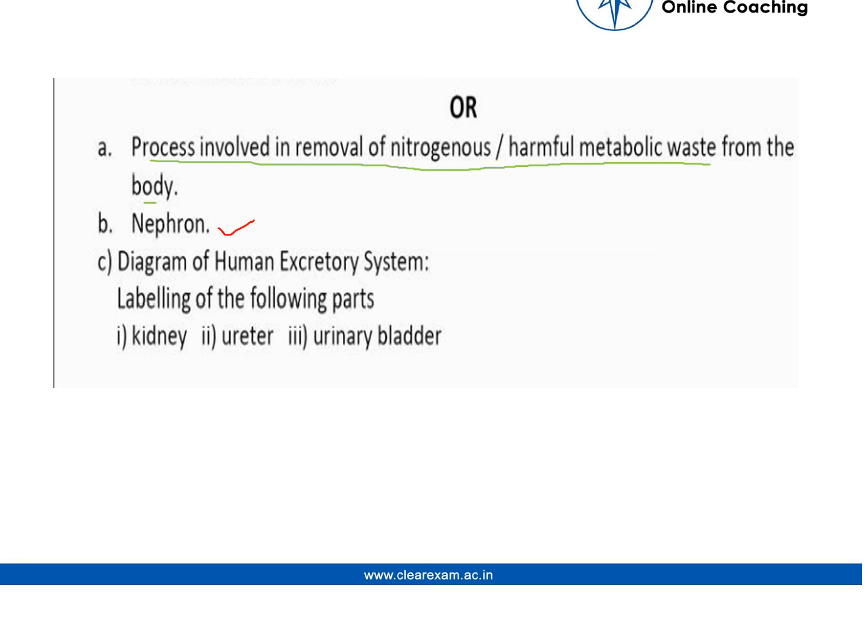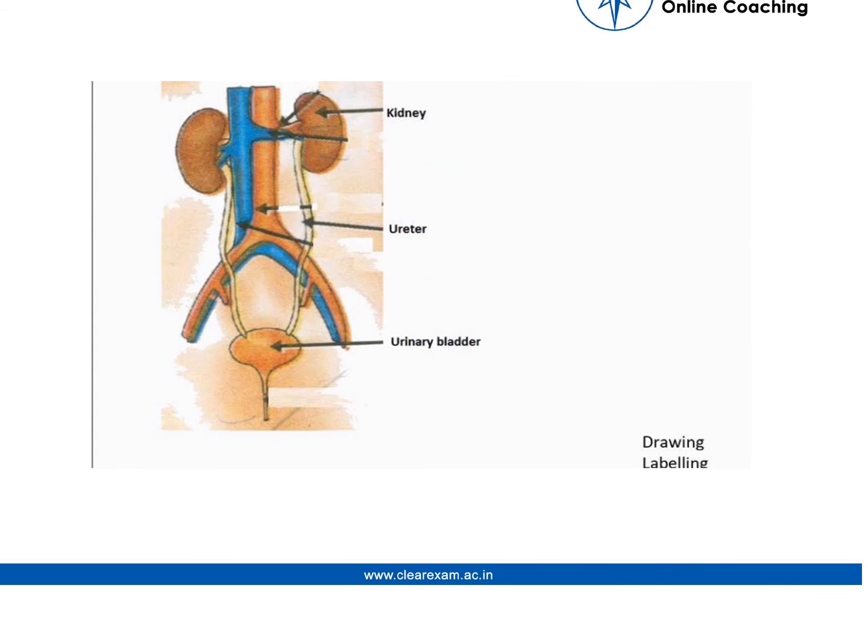And the third part was to draw the diagram and label these three. So the diagram is present here. So this is the kidney, this is the ureter, and this is the urinary bladder.